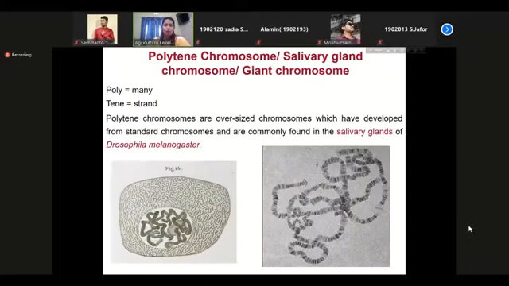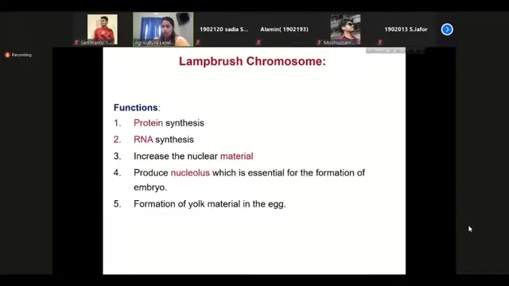This is all about the Lamb-Brush chromosome. So we get to know different types of special chromosome. This is also called the giant chromosome. It has special characteristics: main axis, loops, and a high rate of mRNA synthesis, and mostly they are found in the developing oocytes or egg cells, especially in the egg yolk.